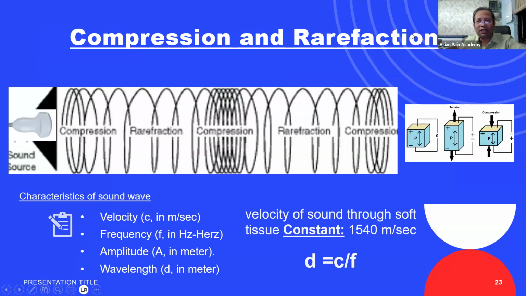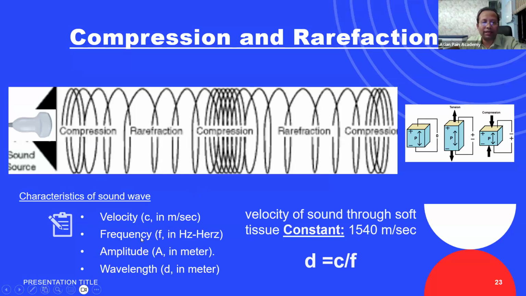What is compression and rarefaction? You can see in these sound waves sometimes there is a crowding of waves. This is compression, and rarefaction is when there is less crowding. Here we remember a few characteristics of sound waves. We need to know velocity, frequency, amplitude, and wavelength. These four things are more or less related.